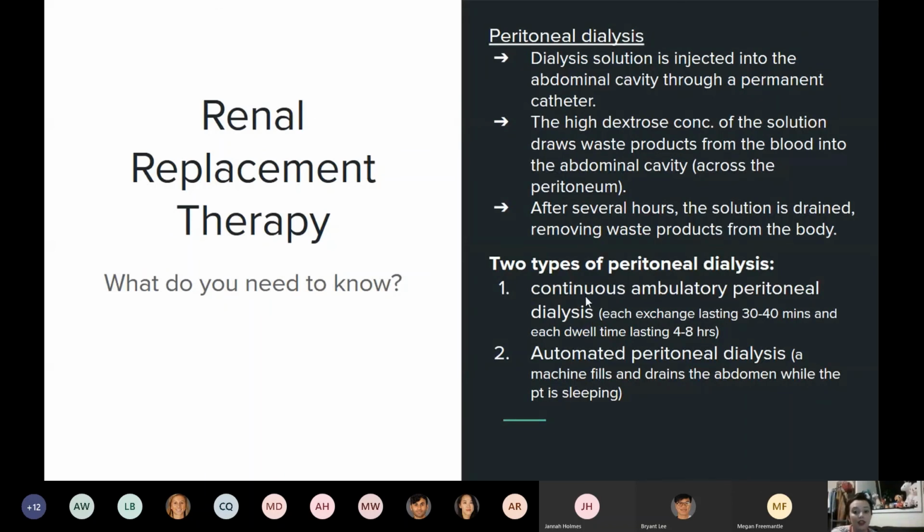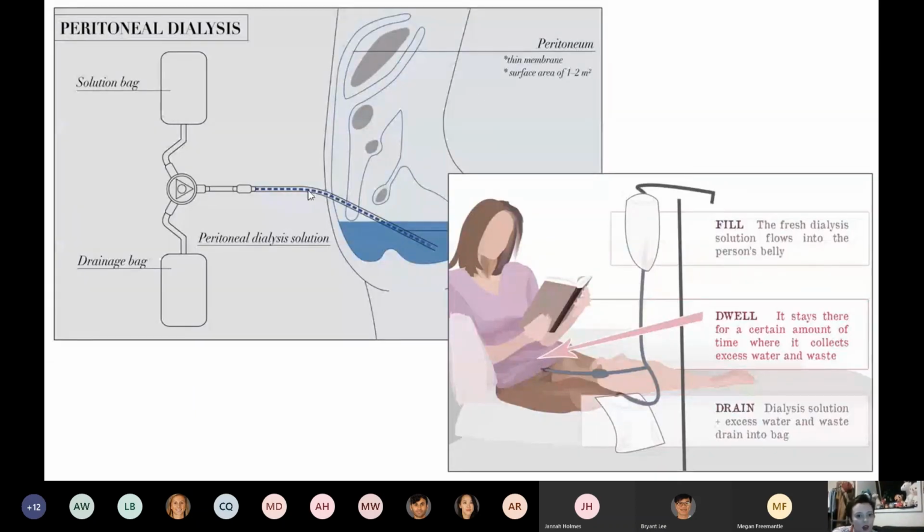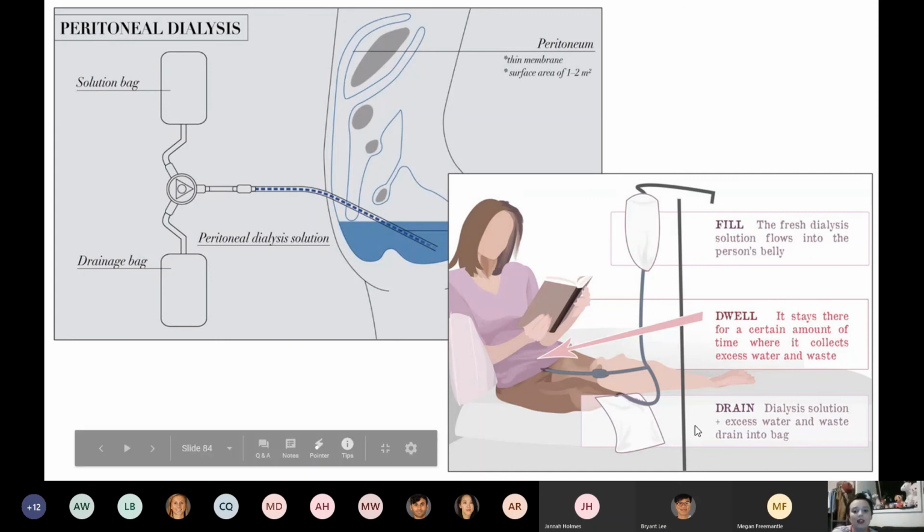You can either have continuous ambulatory peritoneal dialysis, or you can have the automated one, which is overnight. That's mainly patient preference, which one they would go for. Just to help you better visualize that, you've got the catheter going through the abdominal wall, a solution bag which filters it in, and a drainage bag that filters it out. So you've got the fill phase, where it fills into the person's abdomen, the dwell time when it stays there to help the filtering into that dextrose solution, and then the drainage time where it comes back out into a bag. So that's peritoneal dialysis.